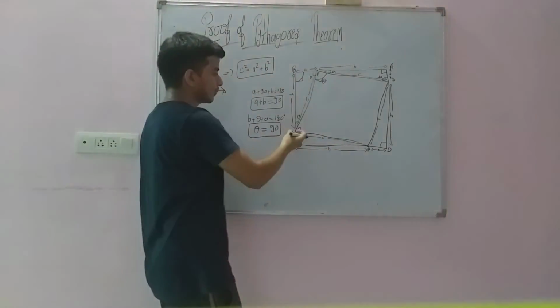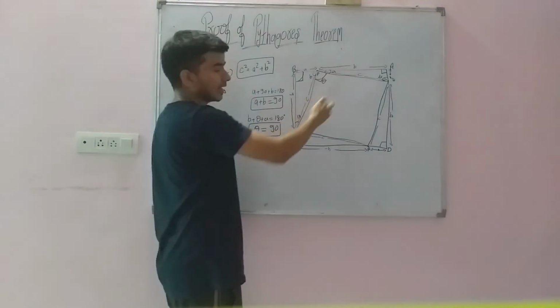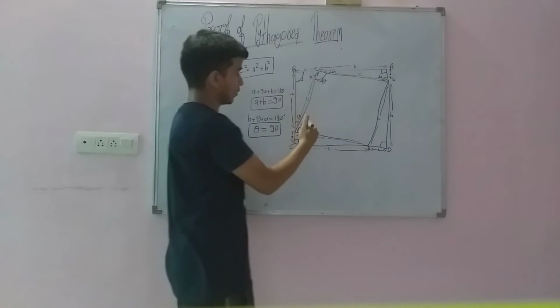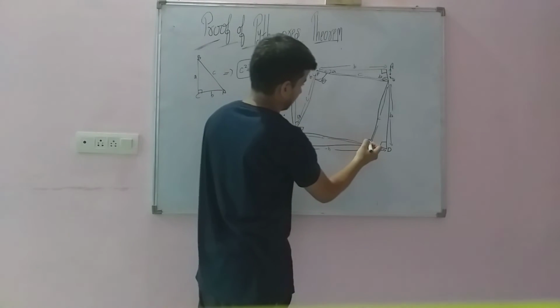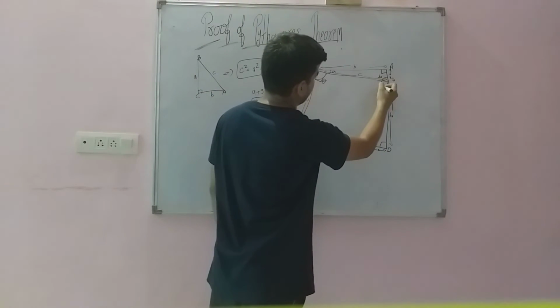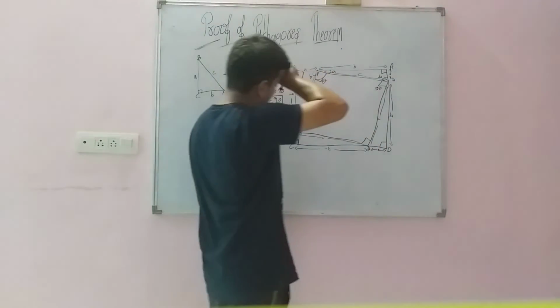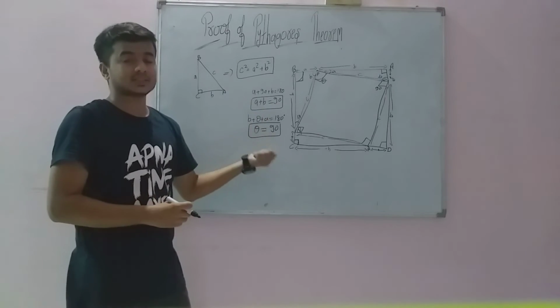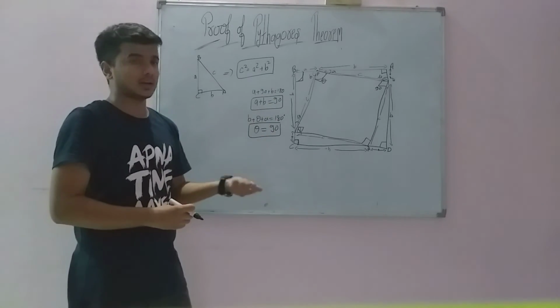On using the same process at all vertices, we get 90 degree. So the PQRS quadrilateral has all angles equal, all angles at 90 degree. So we can say that PQRS is a square because all sides are equal and all angles are at 90 degree.